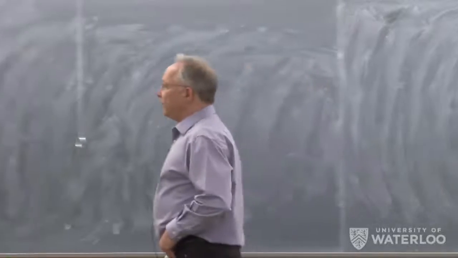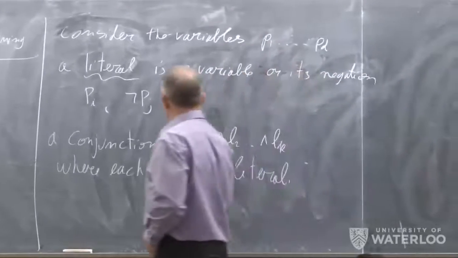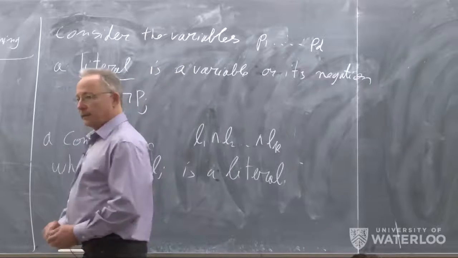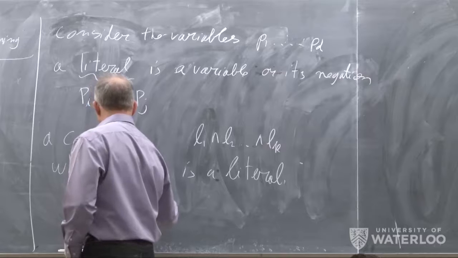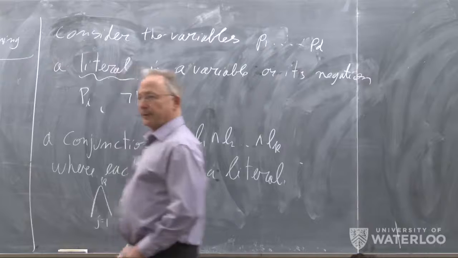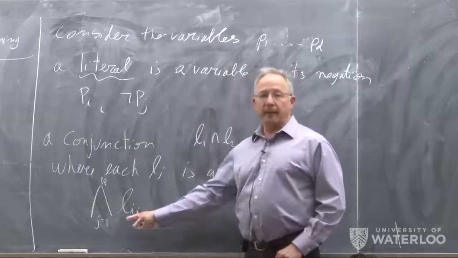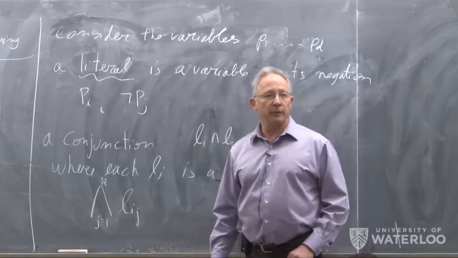I can now rewrite conjunctions as a big AND of some Lij, where j goes from 1 to k. I mean, I pick k many literals, and I write it like this, the AND of all those literals.